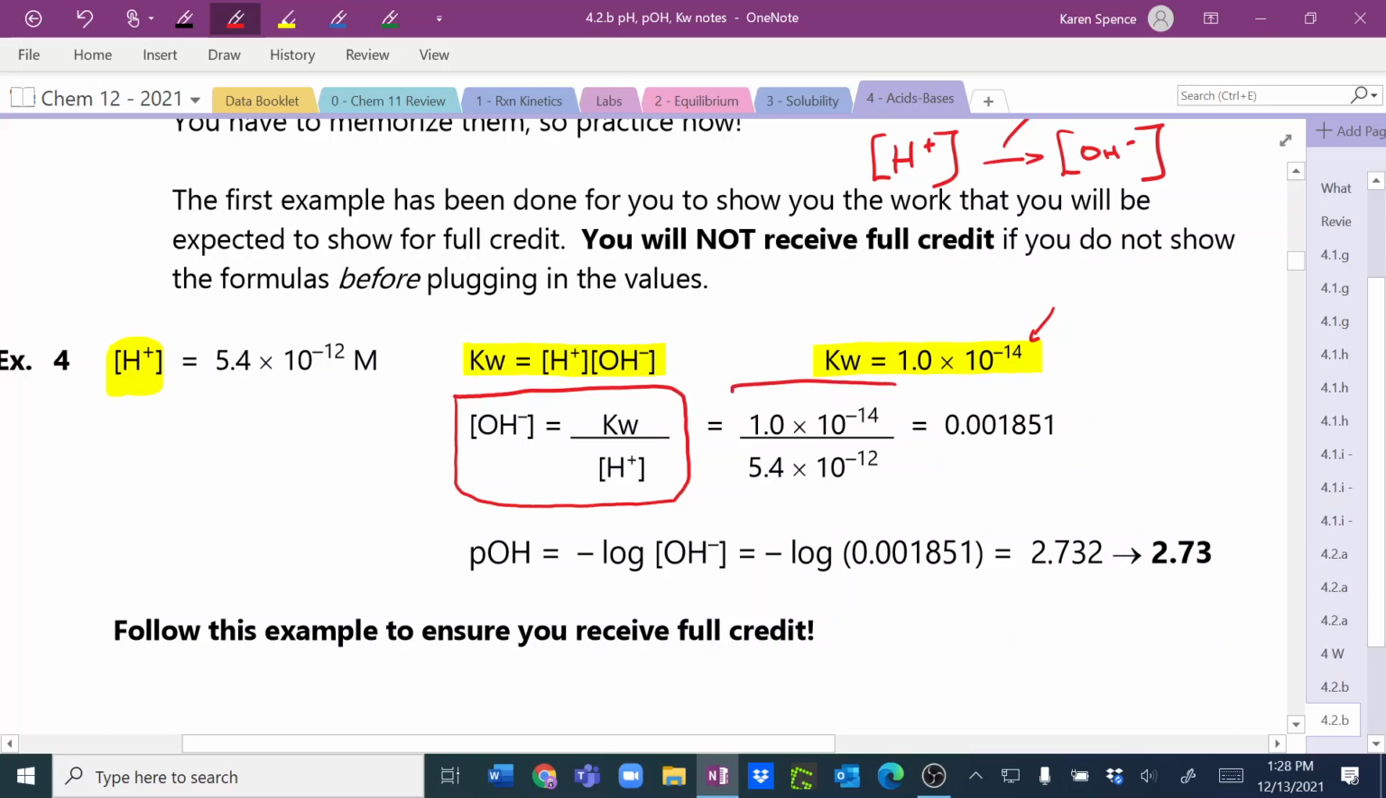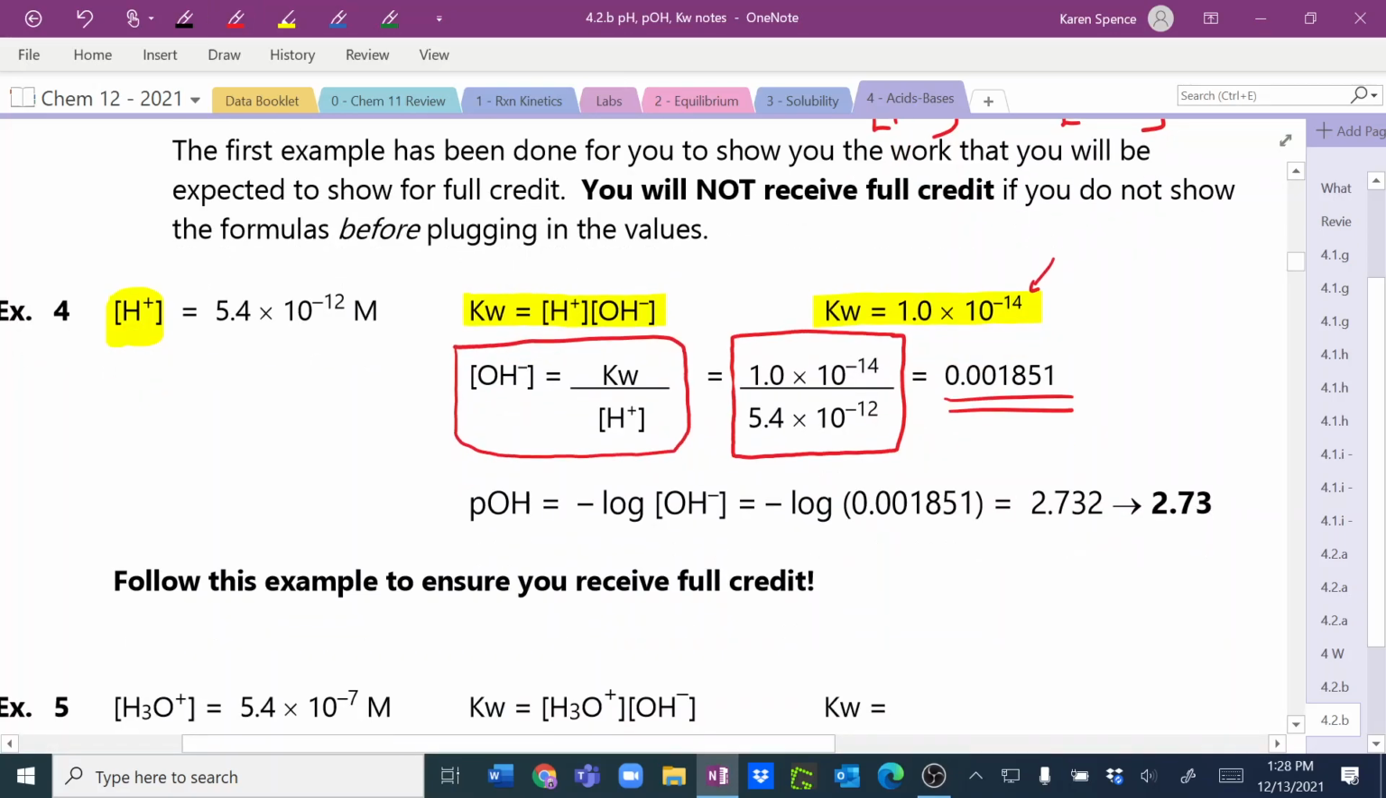So you will plug your values in. Kw is 1 times 10 to the negative 14. H is 5.4 times 10 to the negative 12, and we get this number here. I've kept more digits than I need. Yes? And that, oh, what did I forget? Unit. That should be molar. And because there's both hydrogen and hydroxide floating about, I'm going to note for myself that this is the concentration of hydroxide.